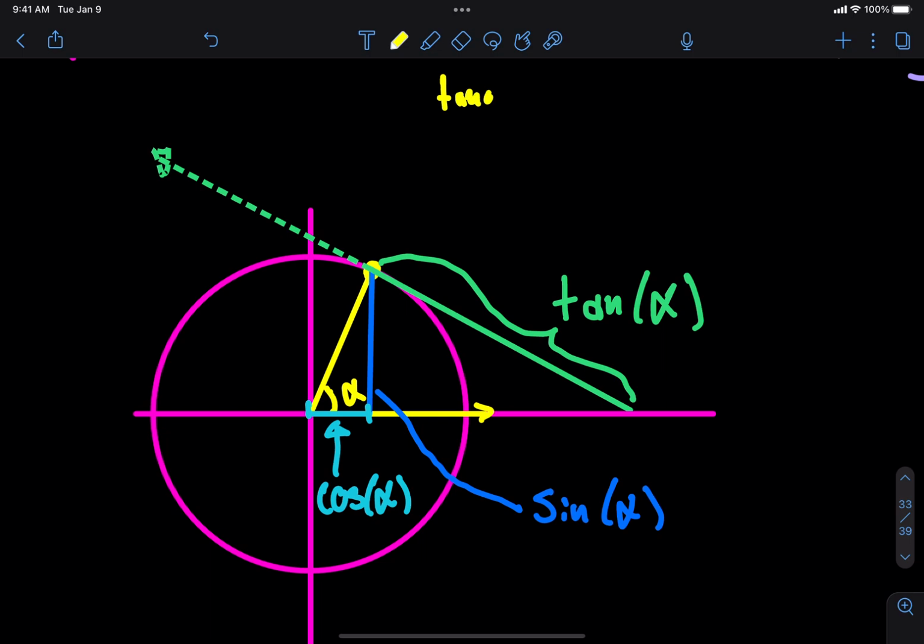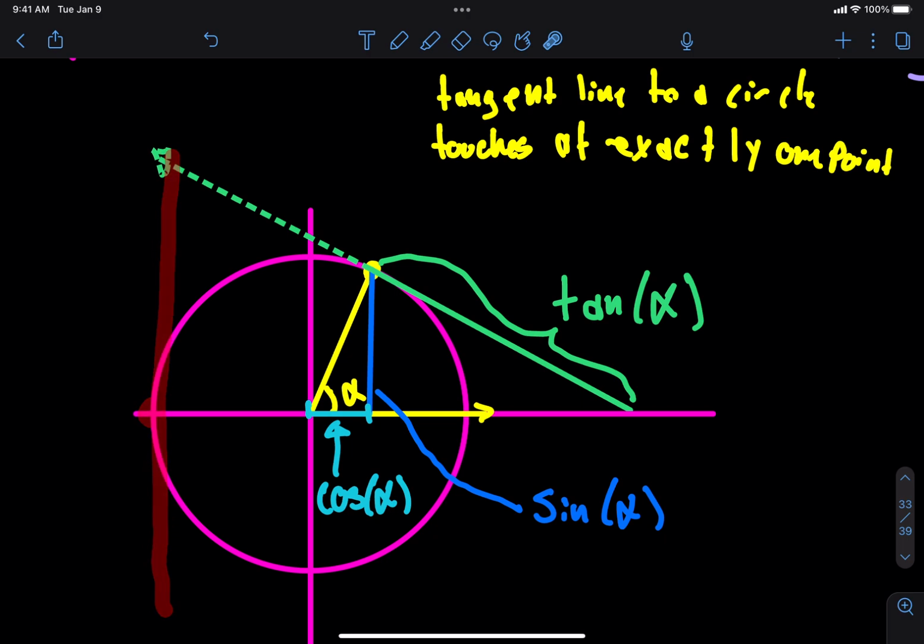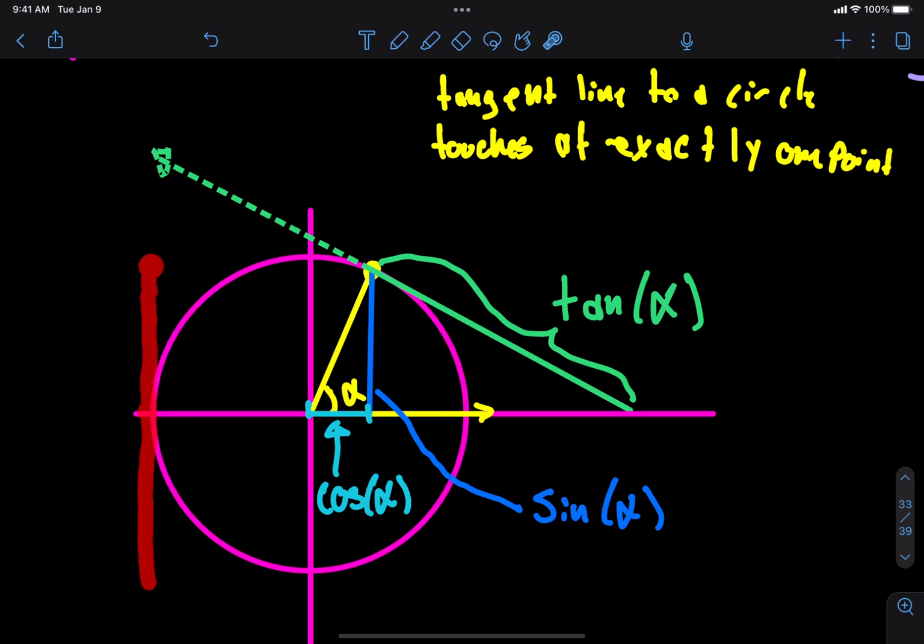A tangent line to a circle touches the circle at exactly one point. Okay, so there's a tangent line. We could do a tangent line here by drawing a vertical line, right? It would touch just barely at that one single point. So it's just going to come in and barely kiss our circle and go off.